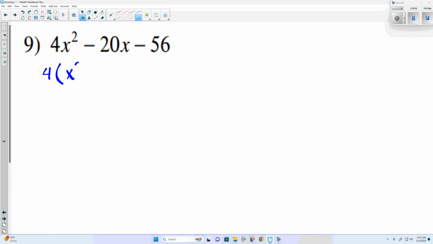When we factor the 4 out of 4x squared, we're left with x squared, minus. When we factor 4 out of 20, we're left with 5 in our x. And 56, when you factor the 4 out, is not 9, because 4 times 9 is 36, not 56. It is 14.